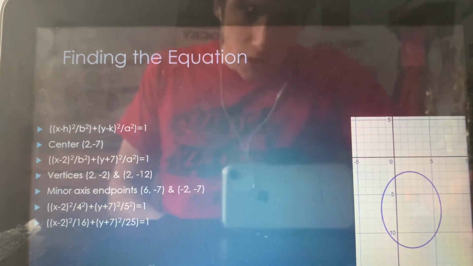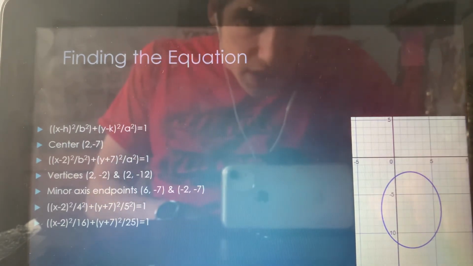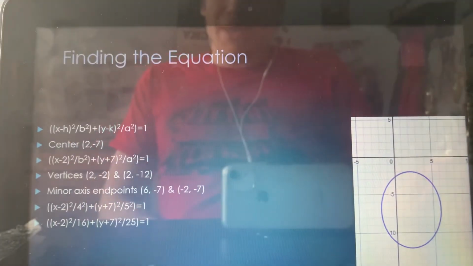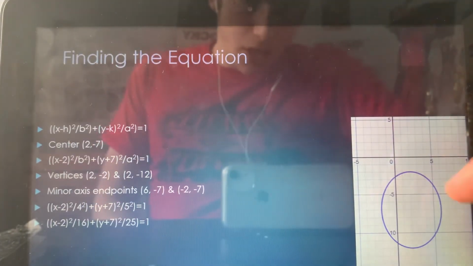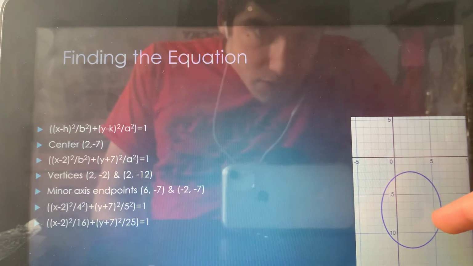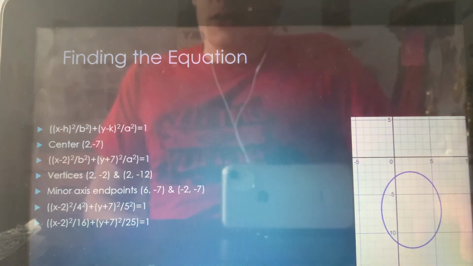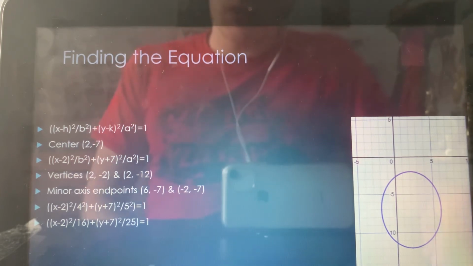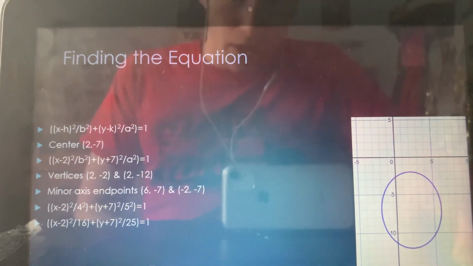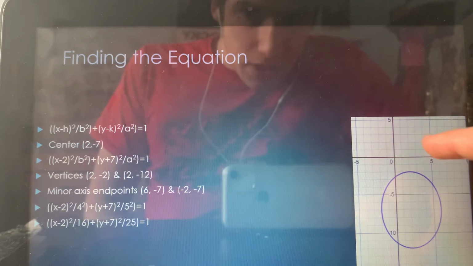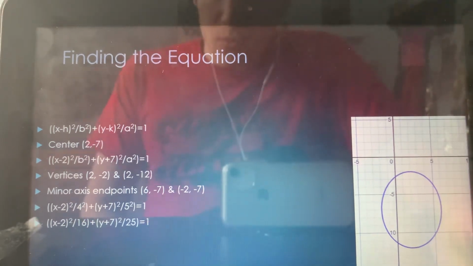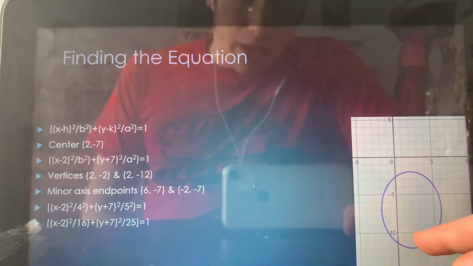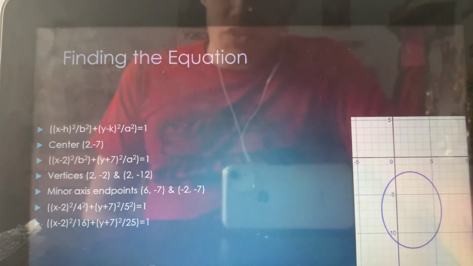Let's look at finding the equation. We see that immediately it's vertically oriented, so we know a squared is going to be under the y and b squared is going to be under the x. We see that the center is at 2, negative 7. So we know x minus h, x minus 2 squared, and y minus negative 7 is just y plus 7 squared. We look at our vertices, we see they're at 2, negative 2, and 2, negative 12. So the distance from that to the center, negative 12 to 7, is just 5.